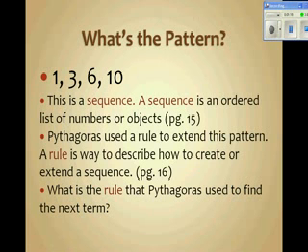This is the sequence. A sequence is an ordered list of numbers or objects. This definition can be found on page 15 in your math book. Pythagoras used a rule to extend this pattern. A rule is a way to describe how to create or extend a sequence. This definition can be found on page 16 in your math book. So what is the rule that Pythagoras used to find the next term?